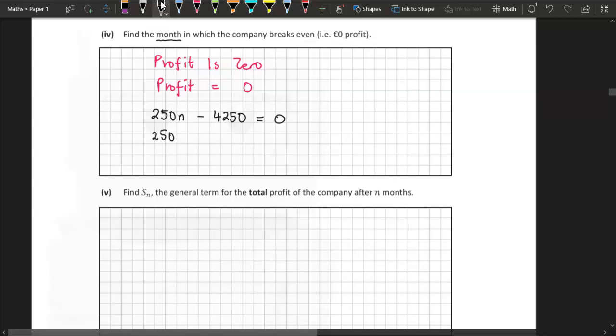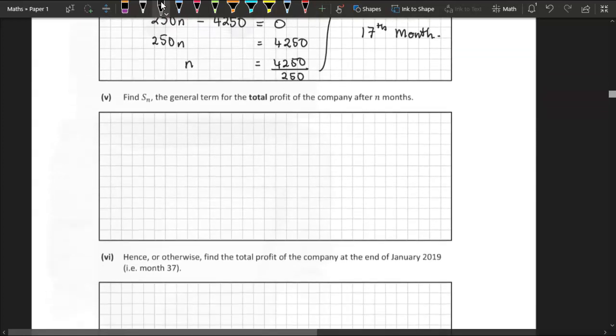So we're going to go 250n is equal to, and then bring across your negative 4250, that becomes positive 4250. And of course then to find your n is going to be 4250 divided by 250. So that's going to give us a total value of n is equal to 17. Again, what does that mean? That is the 17th month that the profit is like that.